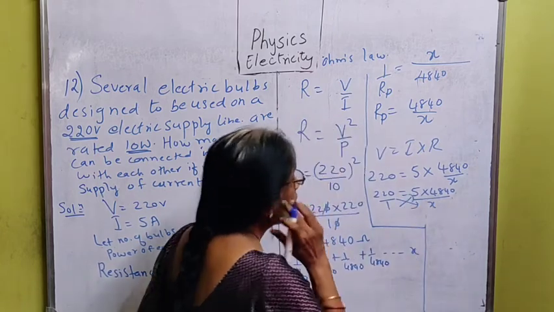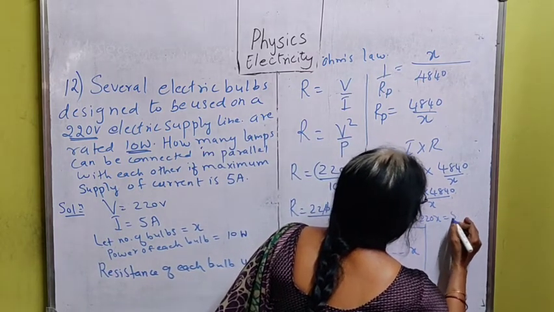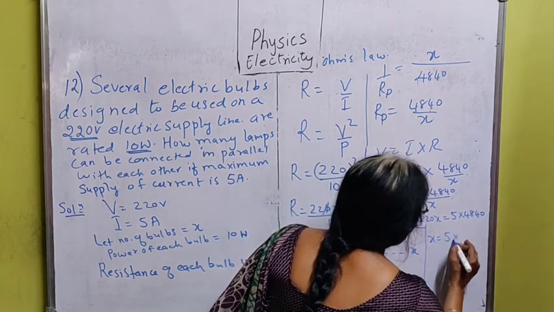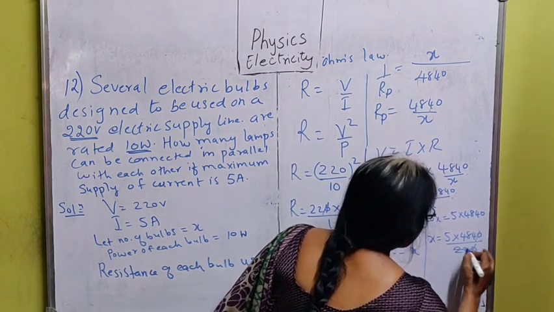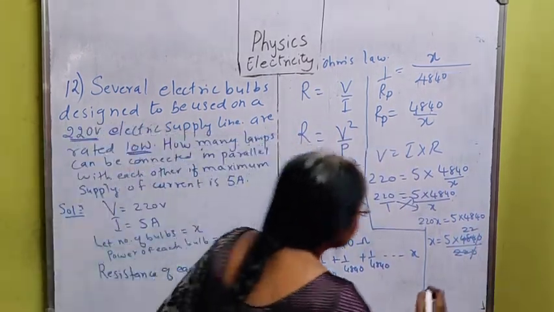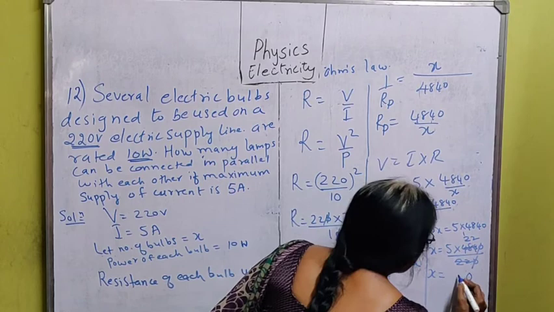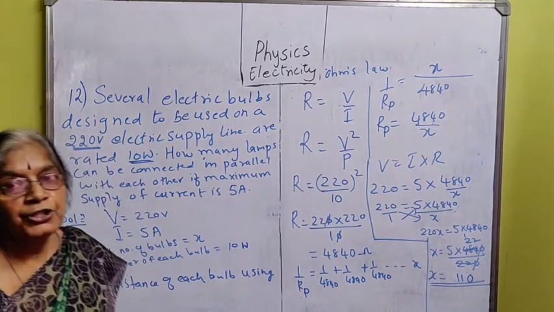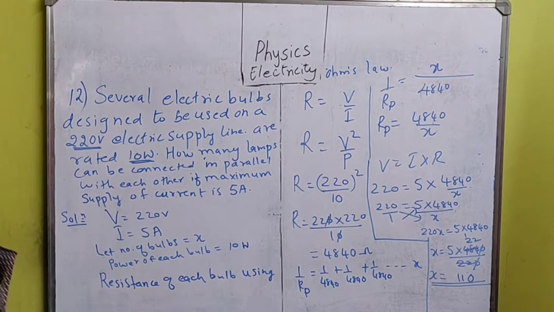So here what will happen? Cross multiplication. So what you will get? 220x is equal to 5 into 4840. So x is equal to 5 into 4840 divided by 220. This is 22, 22s are 484, so directly it will cancel. So x is equal to 22 into 5. 5 2s are 10, carry 1. 5 2s are 10 and 1 is 11. So how many bulbs? 110 bulbs should be connected to get a potential difference of 220 volt and the current passing through is 5 ampere.